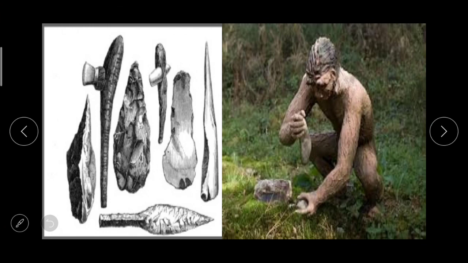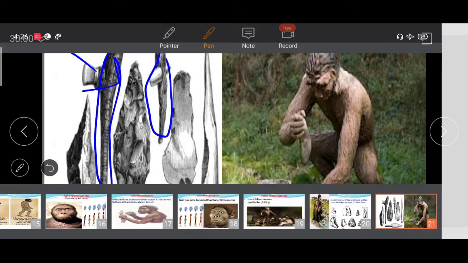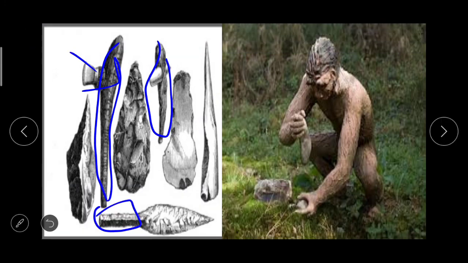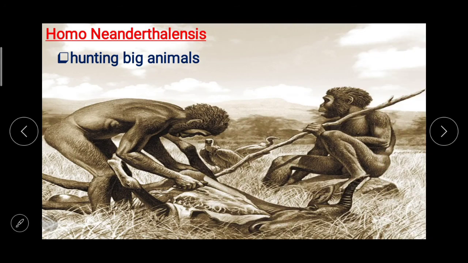Again, in detail you can see such tools were fixed on a bone or wooden shaft. This one is fixed, this one is also fixed, this one is also fixed. So such tools were fixed on a bone or wooden shaft to make weapons like the spear, axe, etc. And the Neanderthals hunted big animals.